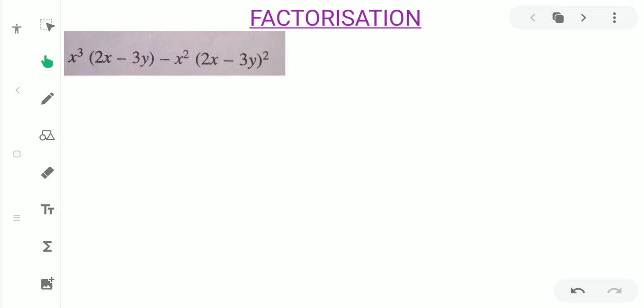Friends, today we are going to start a new chapter, that is factorization. In this chapter we will be learning how to factorize an expression. First of all, let us know what factorization is. When a polynomial is expressed as the product of two or more expressions, each of these expressions is called a factor of the polynomial.